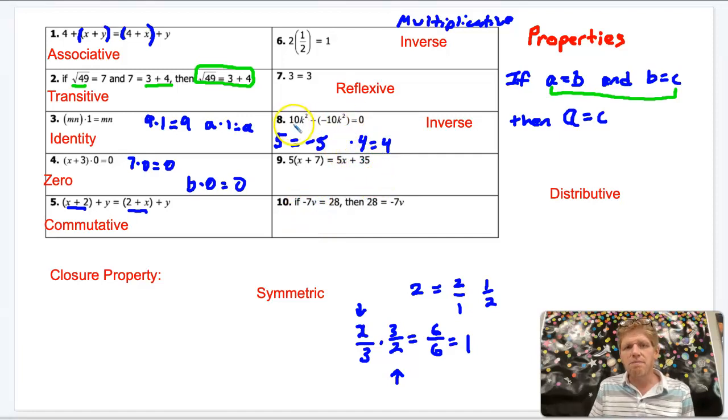If we take a number and we add its inverse, right? If I was to say 5 plus -5, what do I get? I get 0. -4 plus 4, I get 0. 10k squared plus -10k squared is going to give me 0. That's the inverse property. It's not the 0 property. I'm not multiplying by 0. I'm adding the additive inverse, and I'm getting 0.